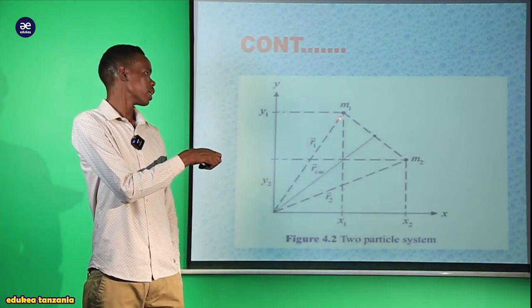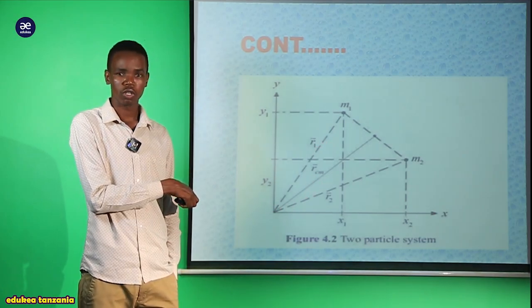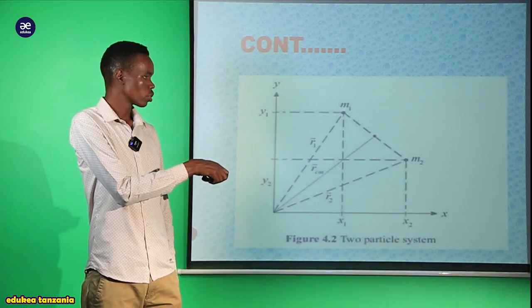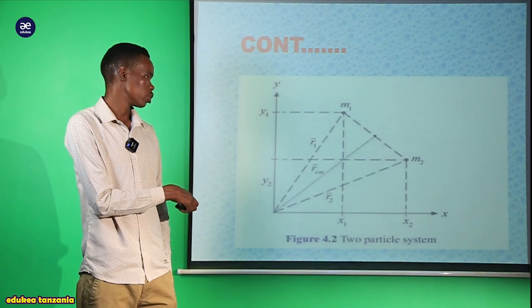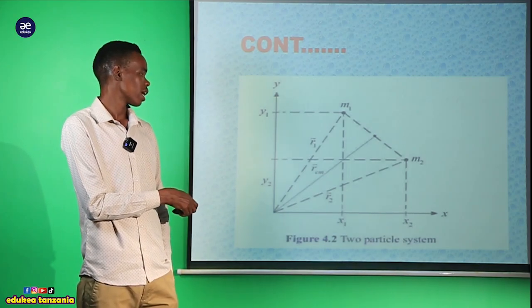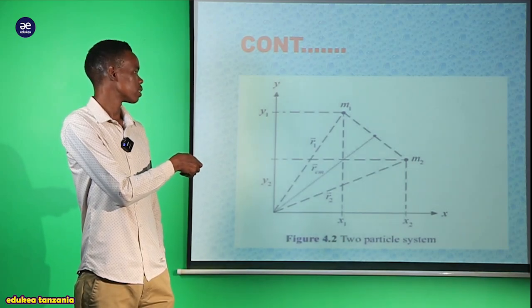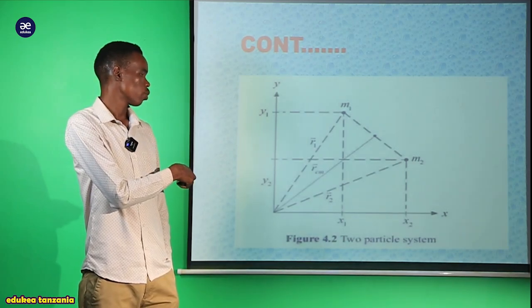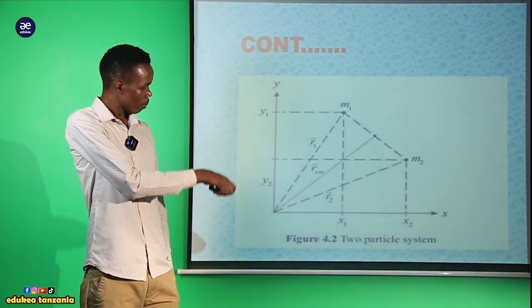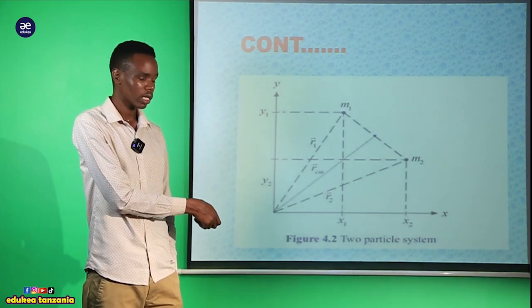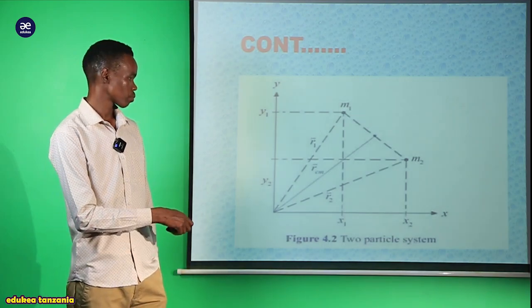Now we see the particle 1 extends at the distance, the vector R1, from the original position, and also M2 extends at the vector R2 from the original position. But we have their resultant: mass 1 along the vertical axis extends to y1, and mass 2 along the vertical axis extends to y2. Along the x-axis, mass 1 extends to x1, and mass 2 extends to x2.